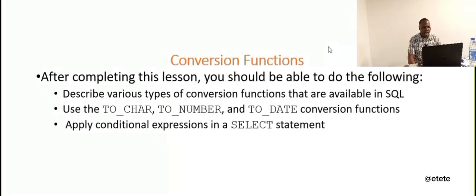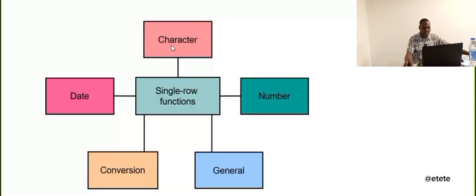All right. So what we have to do today is conversion functions. We are still dealing with functions, and hopefully we should be able to round up single row functions. So far we have done character function, number function, date function. Now we want to do conversion function. After this conversion function, hopefully we should be able to do general function. Once we do these two, that means we are done with single row functions. We'll be left with multiple row functions, right?